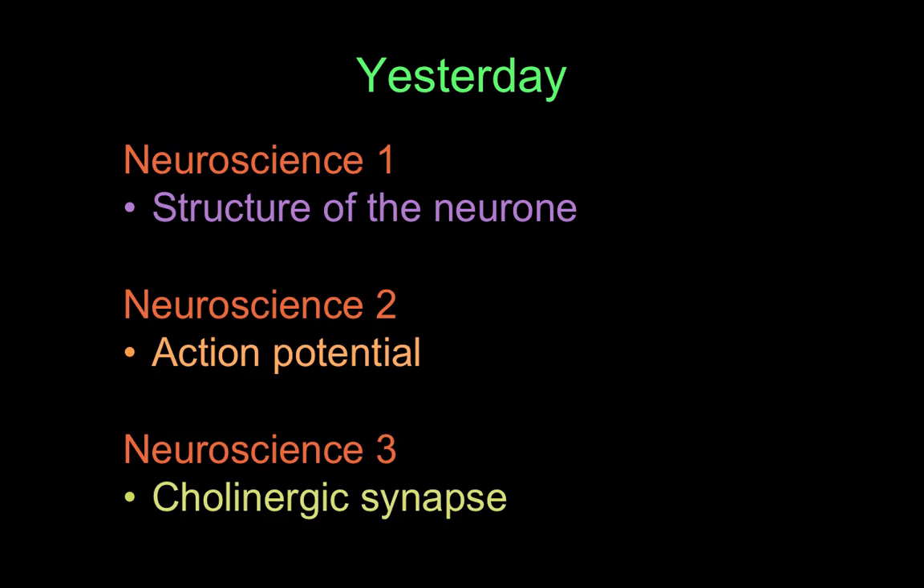In Neuroscience 1, we looked at the structure of the neuron. In Neuroscience 2, we looked at the production of an action potential. And in Neuroscience 3, we looked at the cholinergic synapse. All these podcasts are available on YouTube. Just do a search for the Biochem JM YouTube channel. So if you are watching this podcast, it should mean that you are on YouTube. Look for these previous 3 podcasts, Neuroscience 1, 2, and 3.